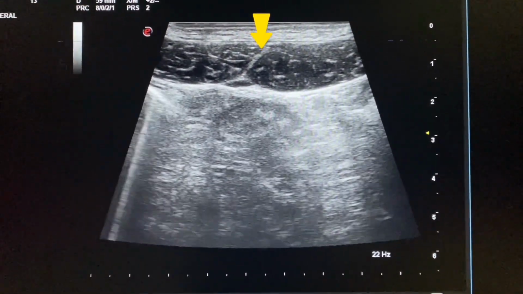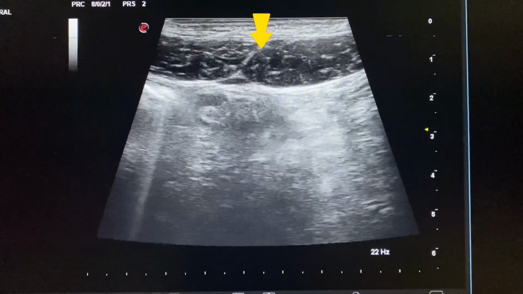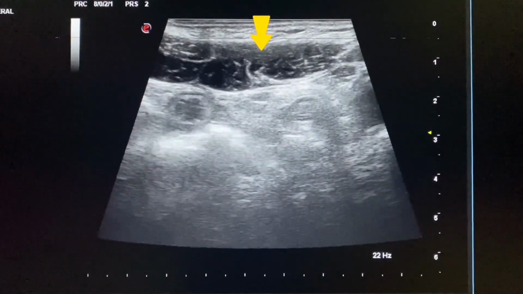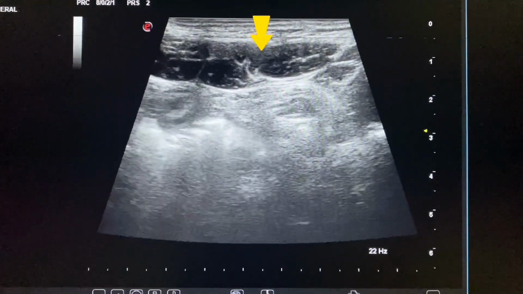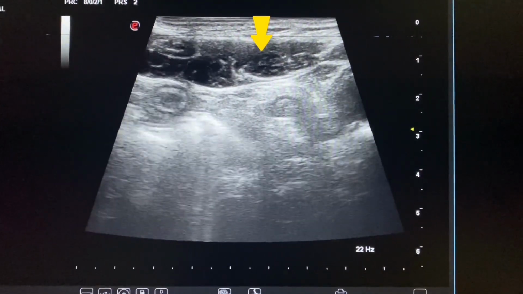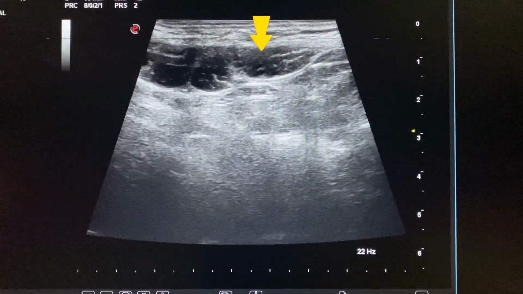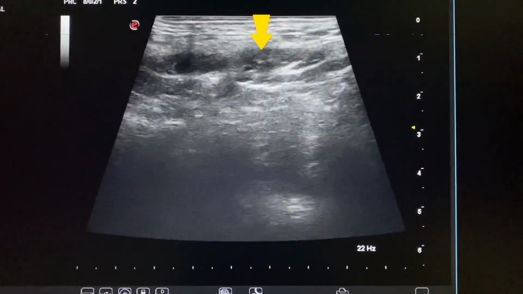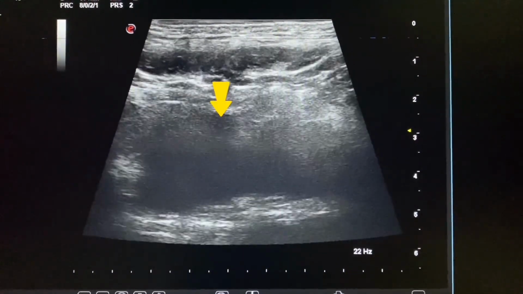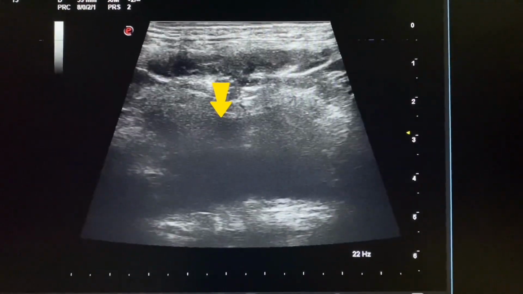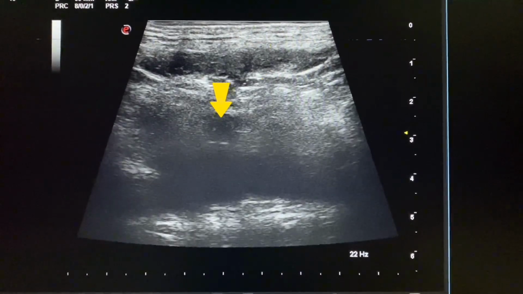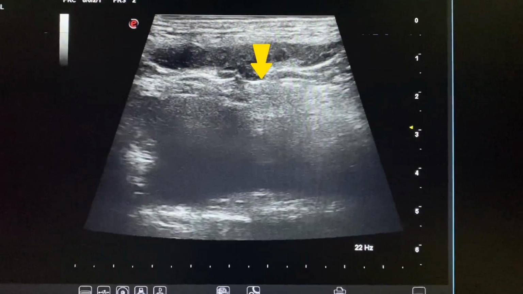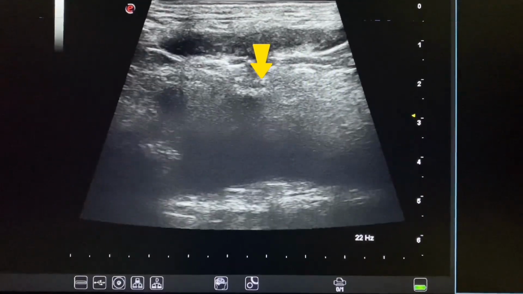Now we start scanning from the suprapubic area by using a linear probe, placing it at a transverse position. First we locate the urinary bladder, sliding the probe downward. Here we see the urinary bladder. We see gas shadows on the urinary bladder, which are echogenic.